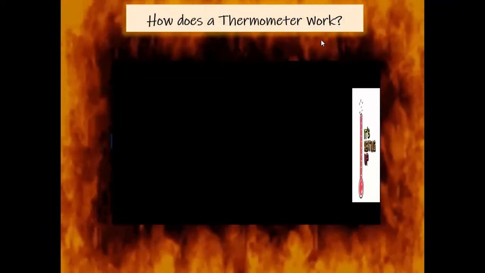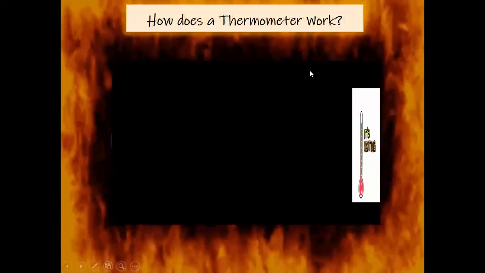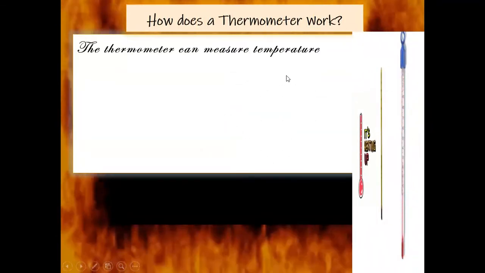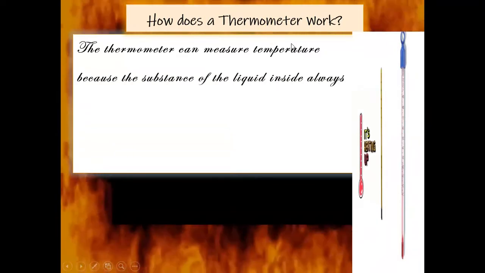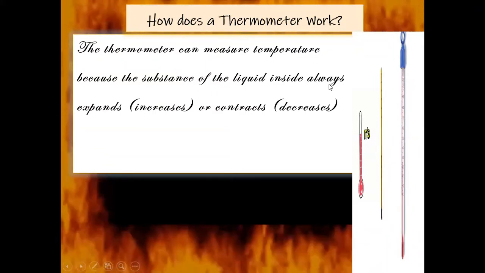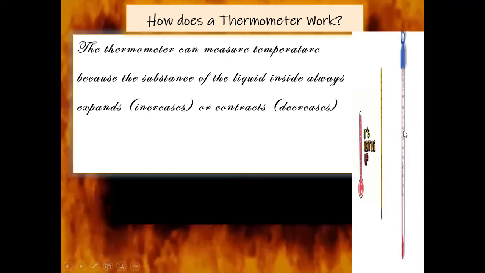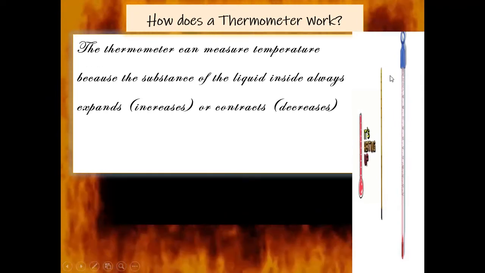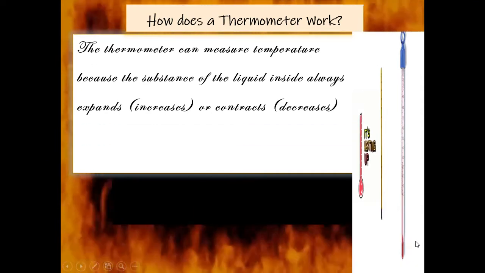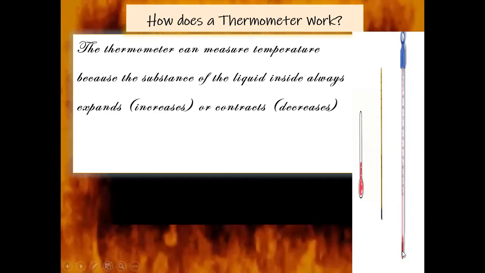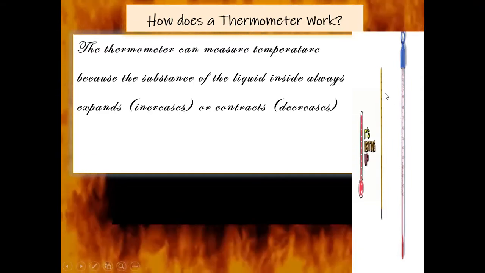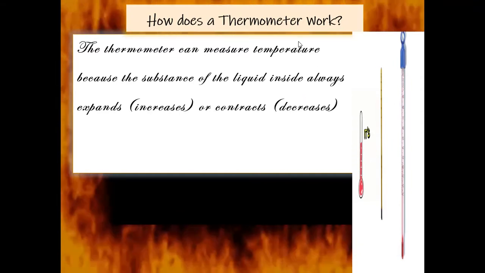So how does a thermometer work, students? A thermometer can measure the temperature. Temperature means how hot or cold something is. A thermometer can measure temperature because of the liquid substance inside the thermometer. A thermometer is made up of a thin glass tube with a bulb at the end. The bulb has mercury in it. When the bulb is dipped in a glass of warm water, the mercury rises in the tube. And when the bulb is dipped in a glass of cold water, the mercury falls down.